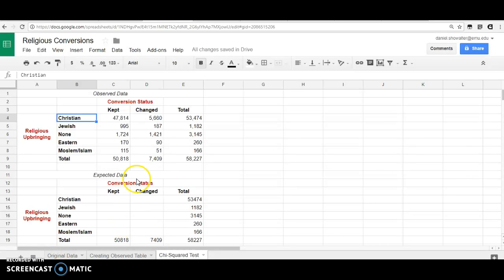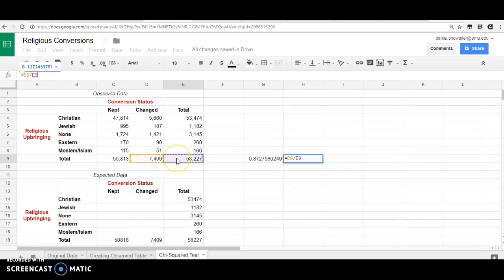To answer that, let's take a look at a question that we can answer pretty quickly, and that's what percent of people did convert? Well, we know that 50,818 of our sample kept their religion, and this number, 7,409, converted to a different religion than what they were brought up in. So we could get a percentage for each of those. Let's calculate that real quick. So we'll say this one divided by the total in our sample. So 87.3% roughly kept their religion, whereas, could just subtract this from 1, but 12.7% converted.